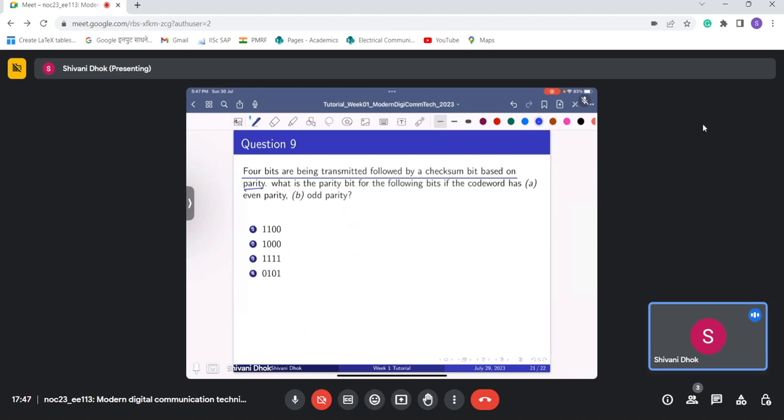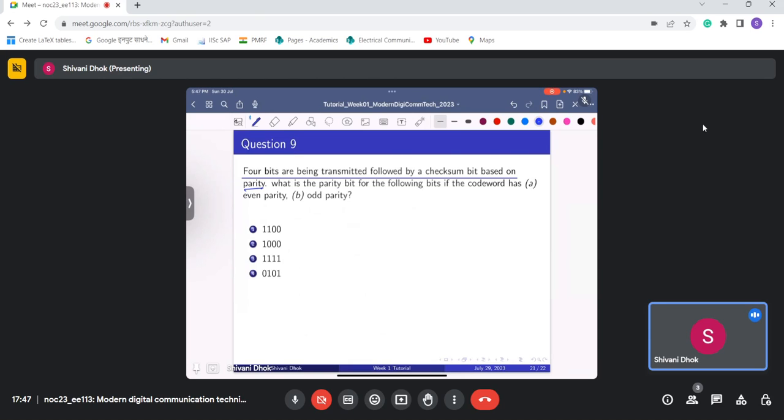In simple words, parity is the number of ones present in the particular stream. Suppose we have a bit stream and the number of ones in that bit stream is even, then it is known as even parity. And if the number of ones in that stream is odd, then it is known as odd parity.